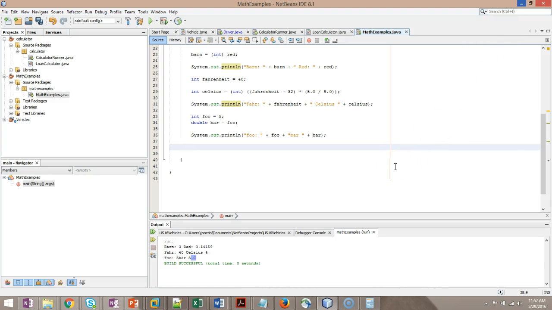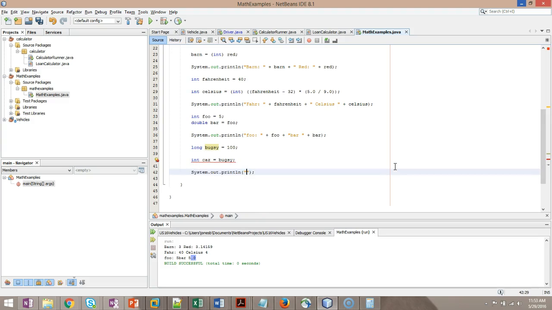Let's do a quick experiment with that. I need a new variable. We'll say long bugsy equals 100. Now notice I'm not putting a large number in it, but that's irrelevant. It can hold a large number, and that's all that we need to be concerned about. Okay, now I'm going to say int cas equals bugsy, and then I'll do a System.out.println and say bugsy and cas.